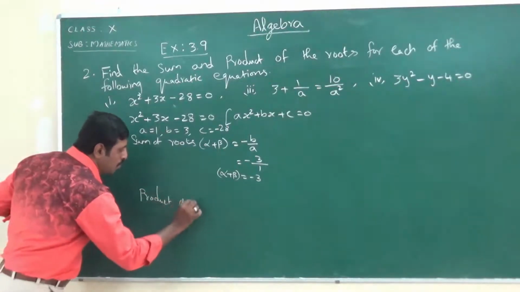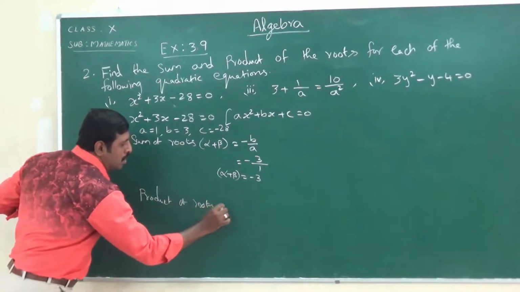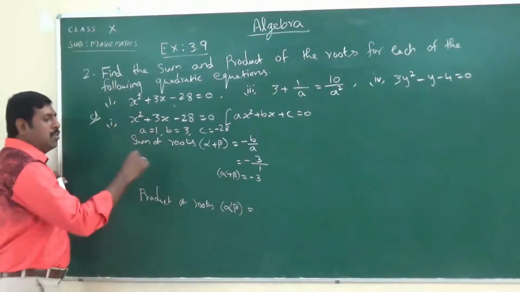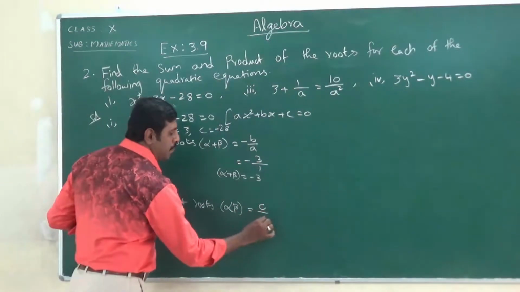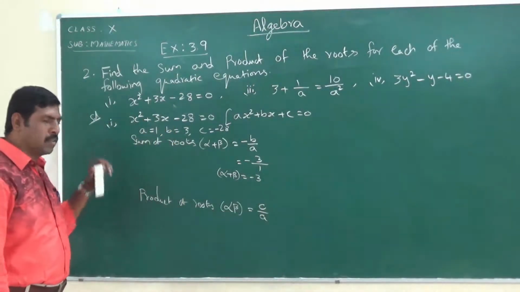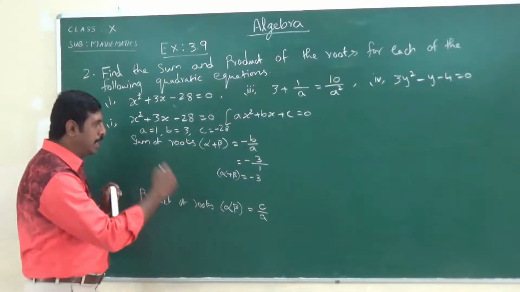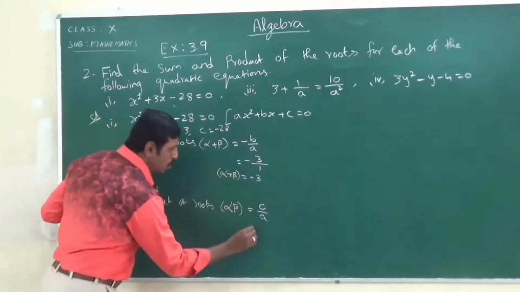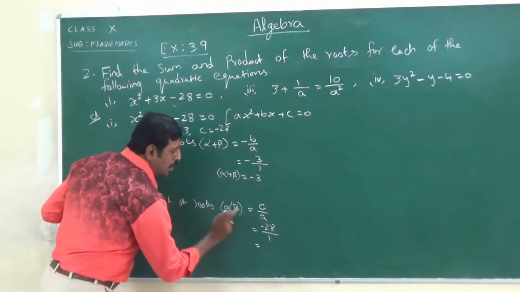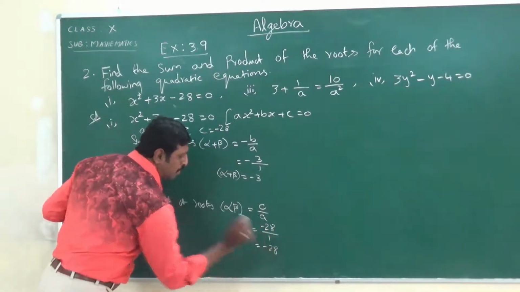Product of roots, we know that alpha into beta is the product of the roots. Then we have the formula: product of the root is the constant term divided by the coefficient of x square, that is c by a. Here the c value is minus 28 and a is equal to 1. Therefore, the product of the root is minus 28.